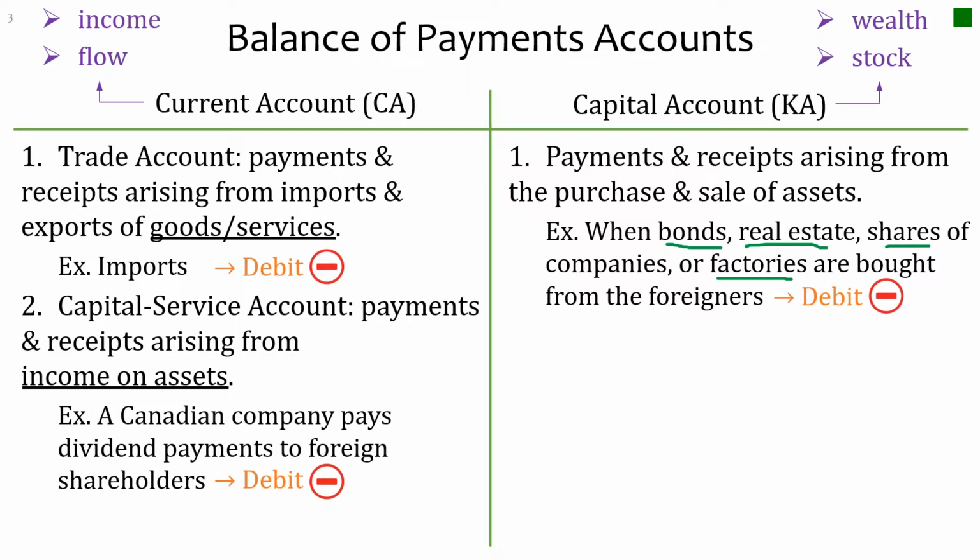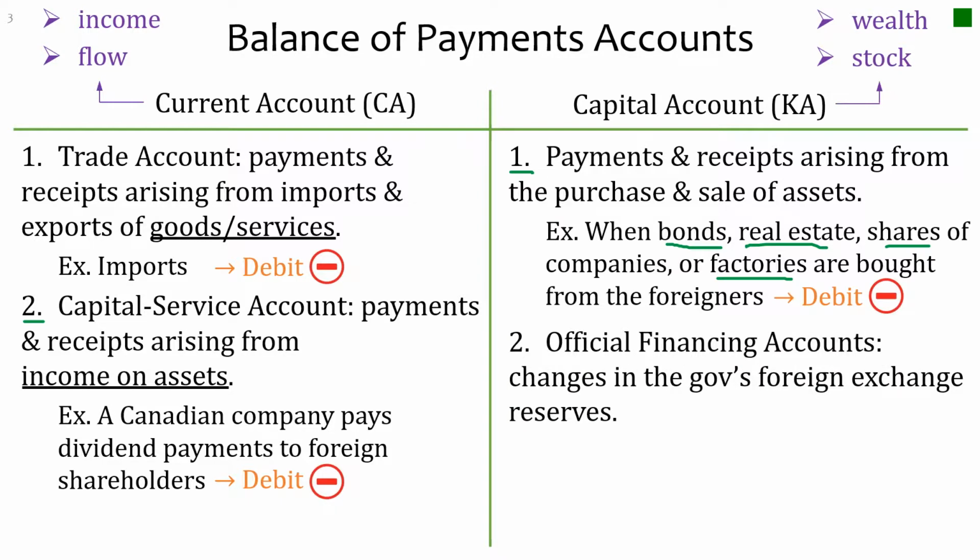Also, don't mix between this number 1 here and the number 2 that you read before. Number 2 of current account was income and assets, specifically, not the assets themselves, but income and assets. Whereas number 1 of capital account is the assets themselves, and that's why it's the form of a stock or a wealth.